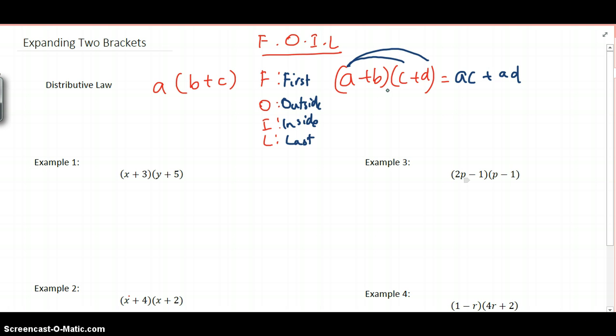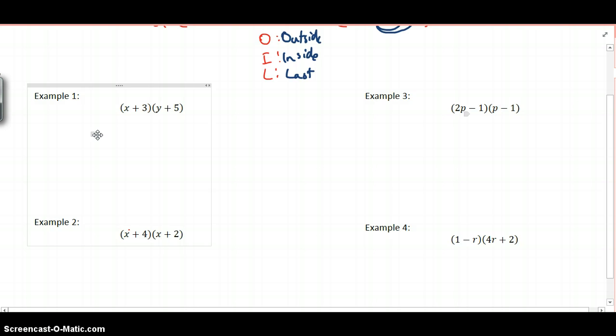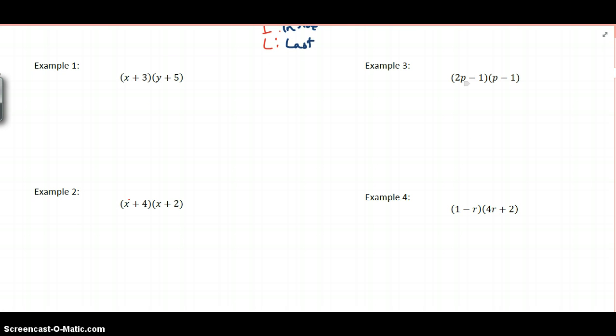Now the next thing is, what are the two inside terms? This is on the inside, that's on the inside. So B times C is BC. And what are the two last terms? B and D. So B times D is BD. And that's how we use first, outside, inside, and last. So just to make this a bit more clear, just keep that in mind: first, outside, inside, last. Let's do that now with a couple of questions.